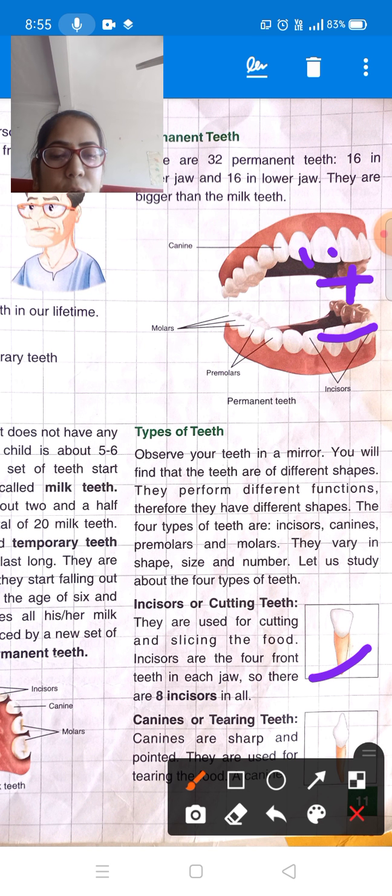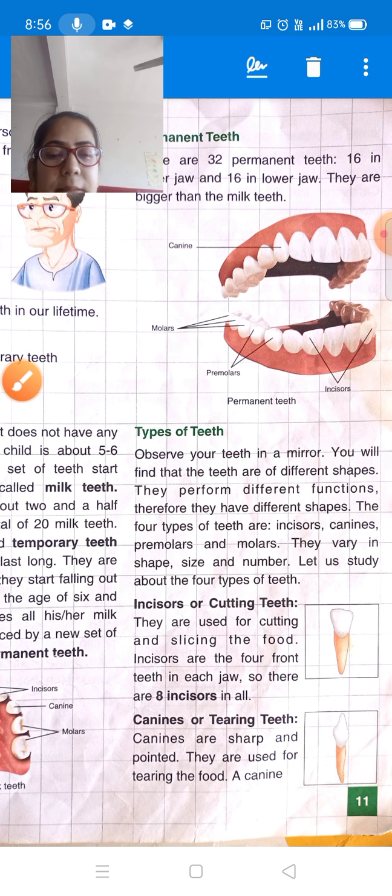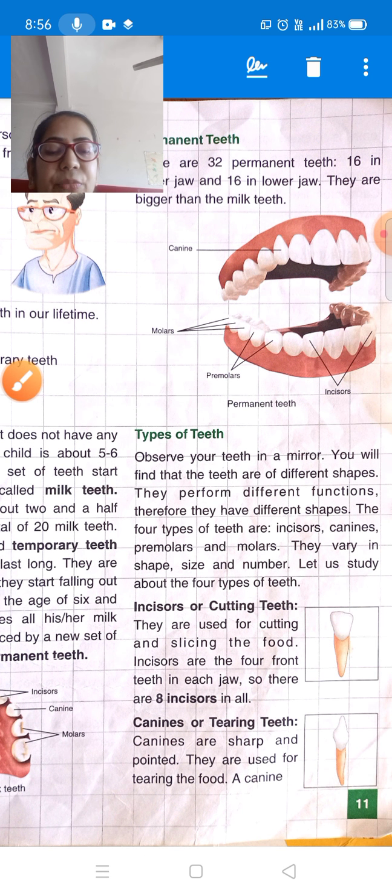You can see here also this white part. This white part is the visible part of an incisor tooth, and this peach or orangish colored part is fixed inside the gums, and this white part is present above the gums. Okay, so there are 8 incisor teeth in our mouth.